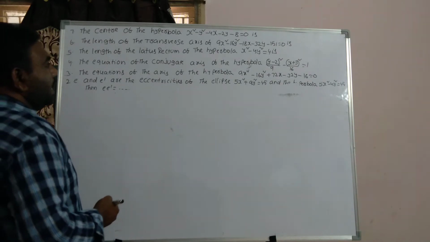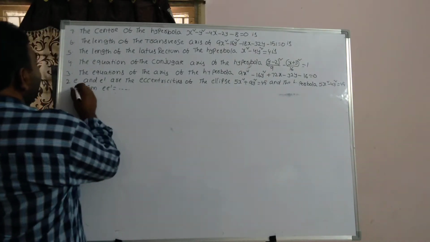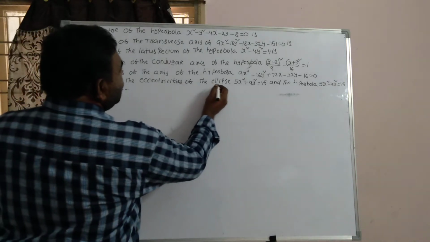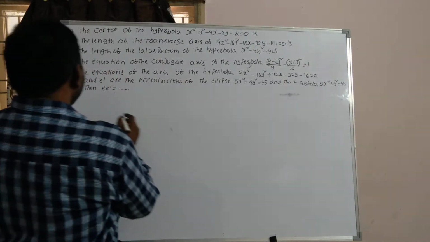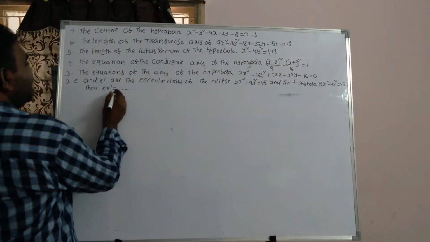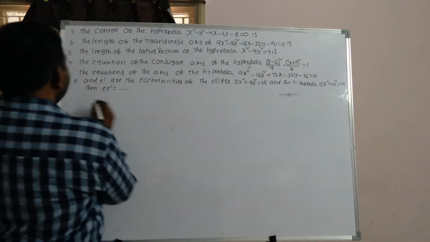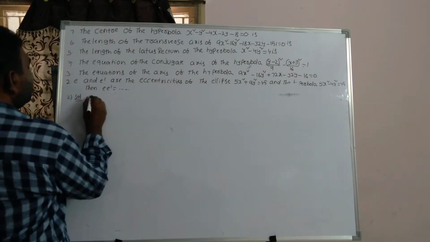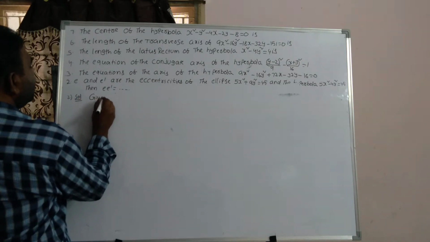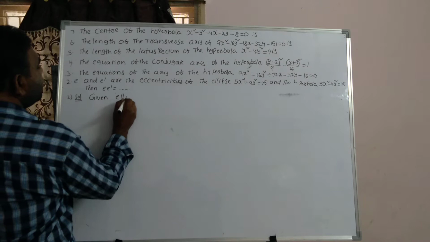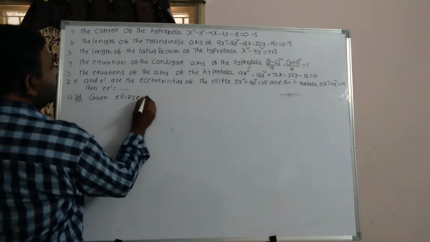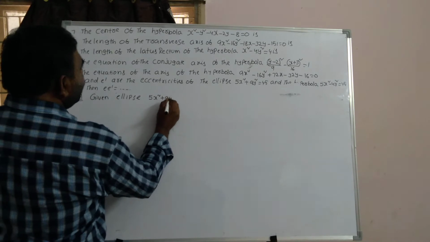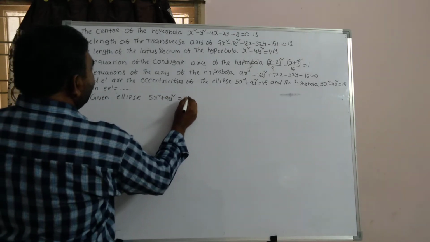Here, in the second sum, e and e dash are the eccentricities of the ellipse and hyperbola. So first of all we take the ellipse. Given ellipse, that is 5x square plus 9y square is equal to 45.